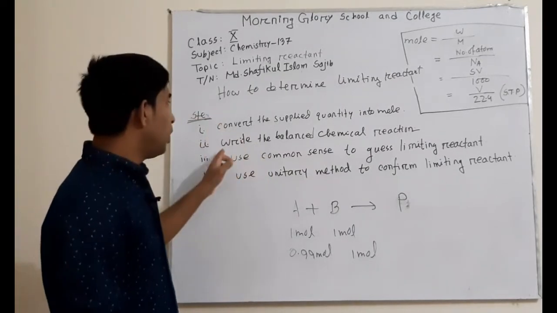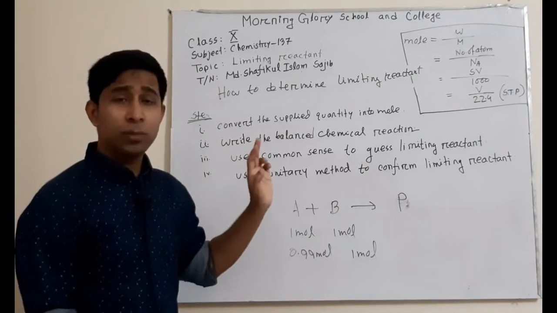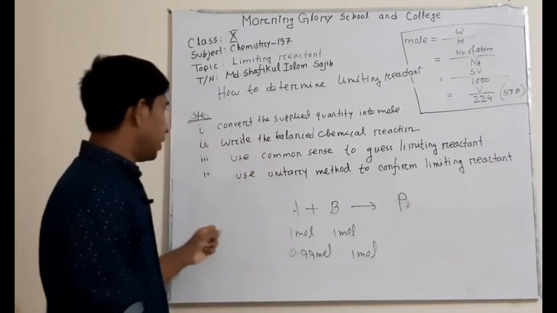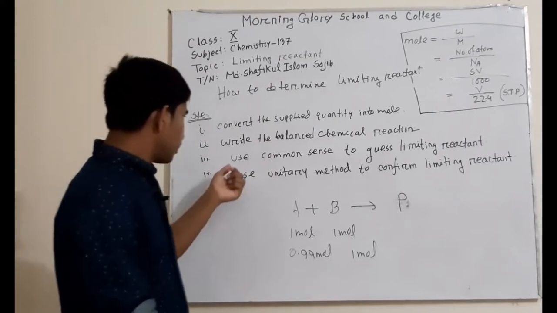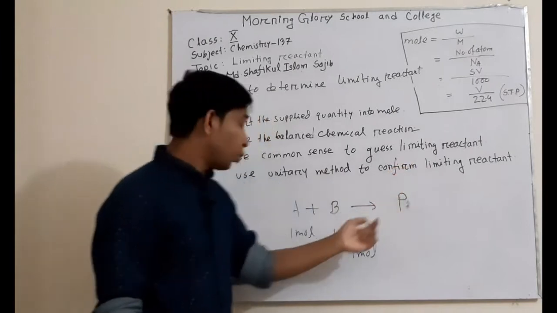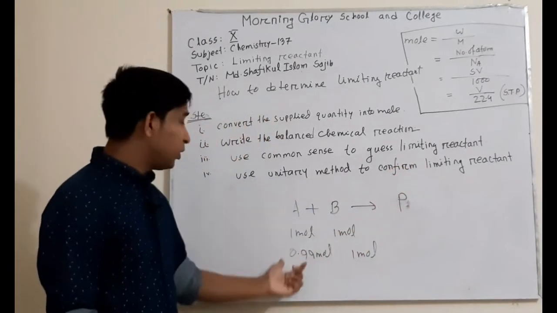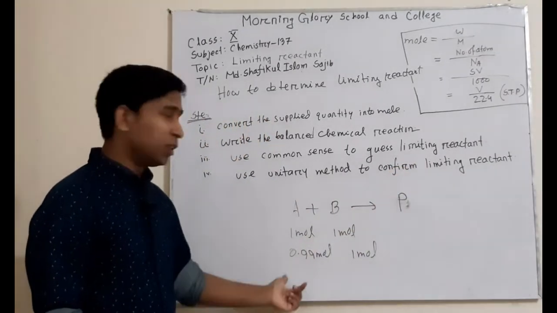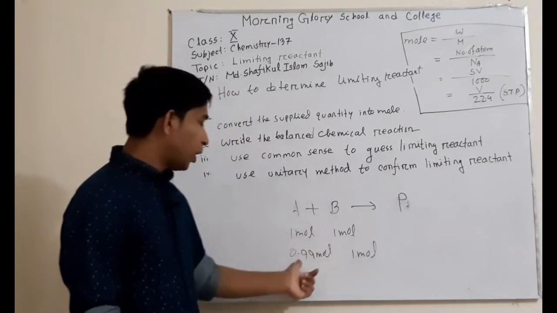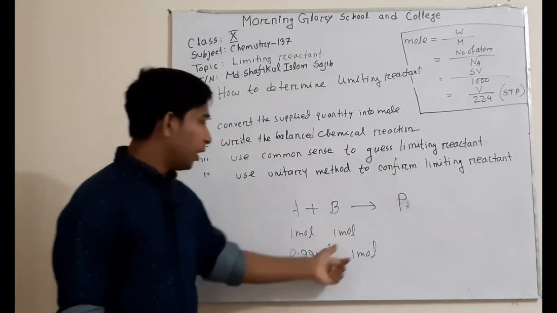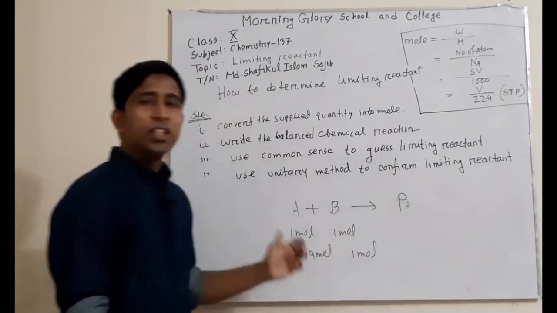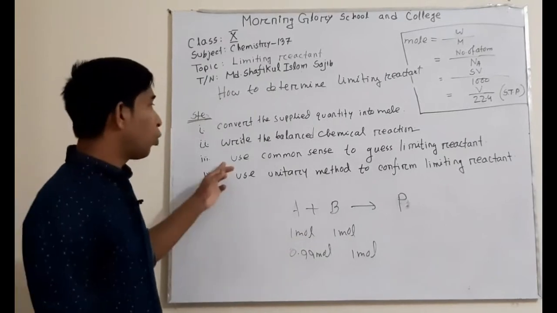So, first step, we will convert the supplied quantities into mole. Second step, we will write down the balanced chemical reaction between two reactants or more than two. Then we will use our common sense to gauge the limiting reactant. You can consider this reaction. From the reaction we can see 1 mole A and 1 mole B is required, but we have 0.99 mole A and 1 mole B. That means A is less than B. So, A is the limiting reactant. This is the common sense.